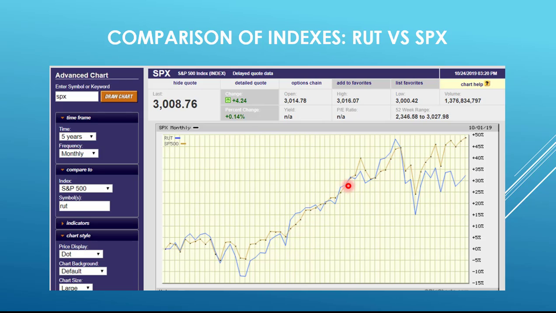We see that these markets, or these indicators, tend to shadow each other. And of course, we would expect that the S&P 500 would be a little more volatile, with a little more dynamic price action than the Russell 2000.